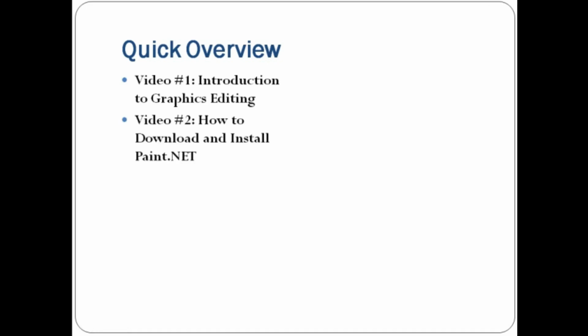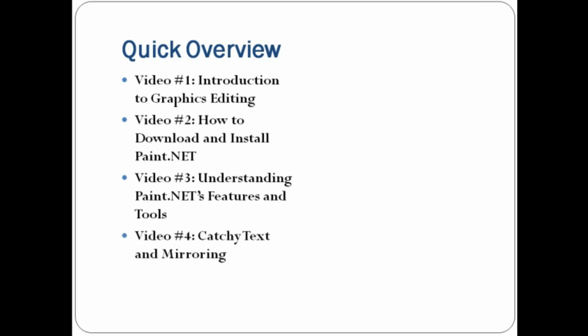First of all, this is video number one. In video number two, we're going to talk about how to download and install paint.net. Downloading and installing is easy, but how do you set it up? In video number three, we're going to talk about understanding paint.net's features and tools. We'll go through the whole paint.net system in terms of the basic fundamentals, and I'll show you how to use certain tools and what they mean. That way you have an idea of how everything works, and then you understand when we move on to video number four and so forth how to actually use the system.